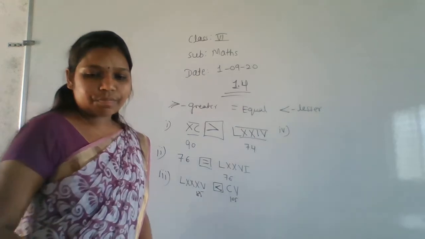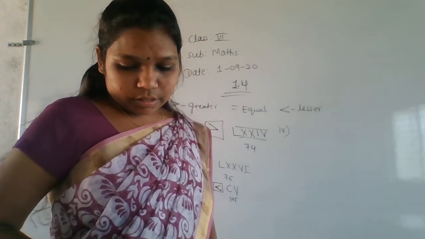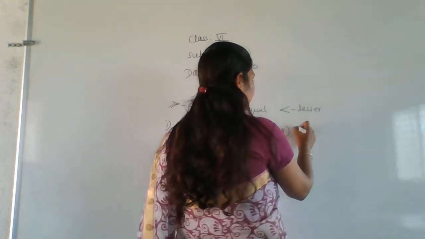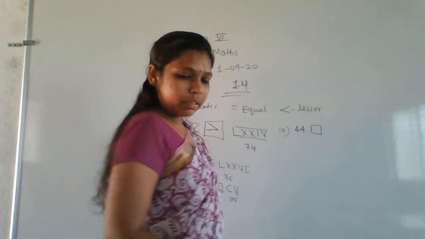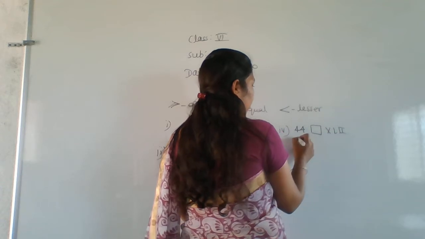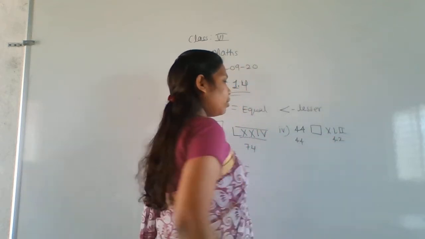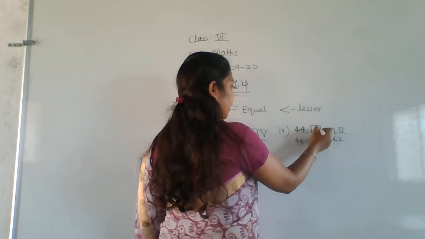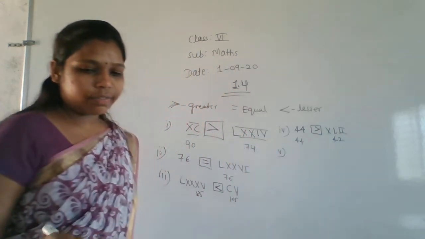Fourth one is here. What is the fourth value? 44. And here in the box is XL2. See here, this is 44 and here this is also 40 and 2. 44 and 42. 44 is greater, right? So use the greater symbol. Okay. So that is the answer for that.